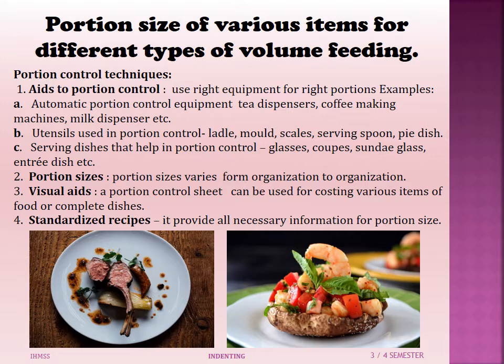Number two is portion size. Portion size varies from organization to organization. Visual aids: a portion control sheet can be used for posting various items of food or complete dishes. Standardized recipe: it provides all necessary information for portion size.